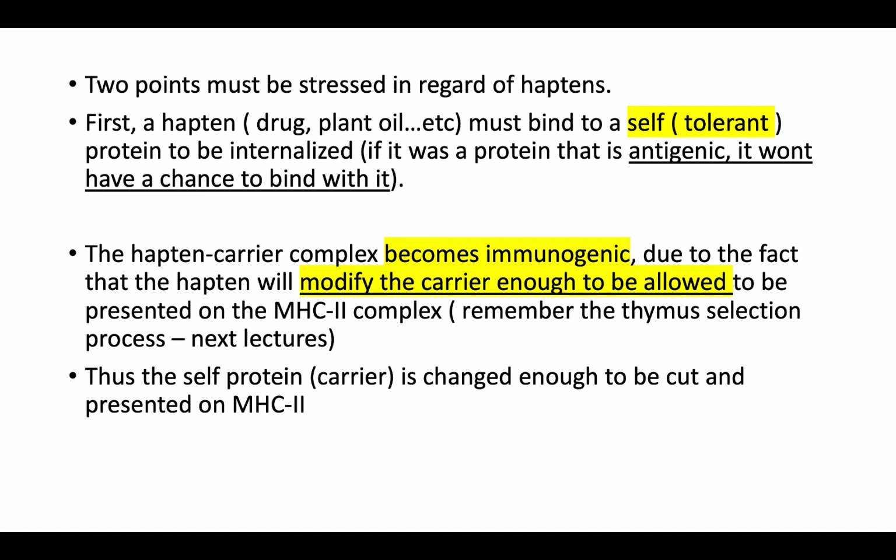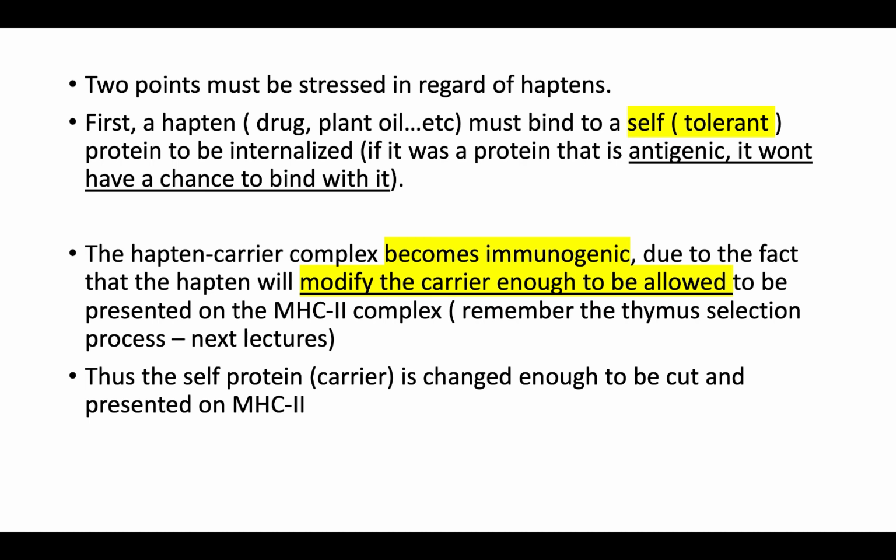enough. The carrier is a self protein. Why would I mount an immune response against my own self protein? Because the binding of the hapten to the carrier protein will change the shape of the carrier protein enough that it is allowed to be presented on MHC II, and then the T cell receptor would be able to recognize it.